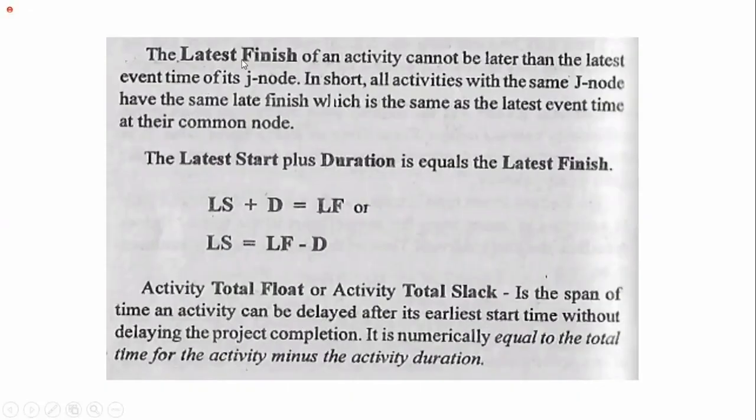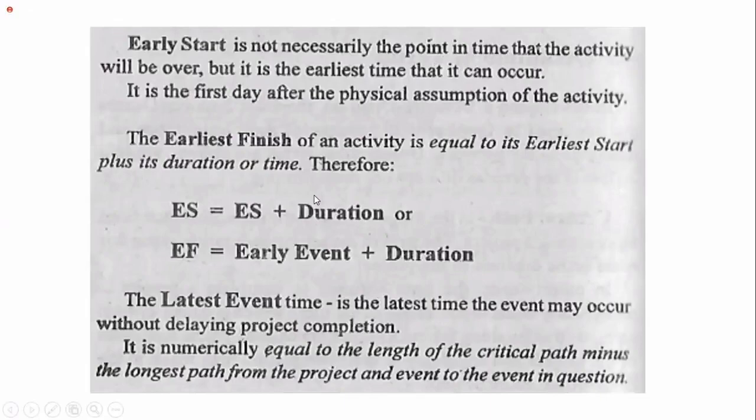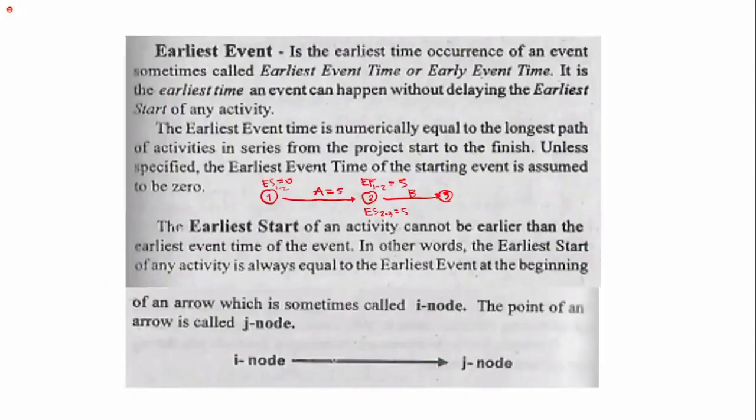So for the latest finish, or late start, late finish of an activity cannot be later than the least event time of its J node. Now, by the way, in computing the earliest start and earliest finish, we use the forward pass. So that's why our analysis goes from left to right.